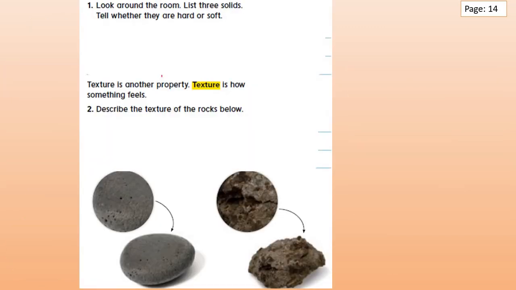Page number 14. Please, grade 2, open your book, page number 14. Question number 1. Look around the room. List 3 solids. Tell whether they are hard or soft. Try to solve this question by yourself, grade 2, please. Look around the room and list 3 solids. Then tell whether they are hard or soft.